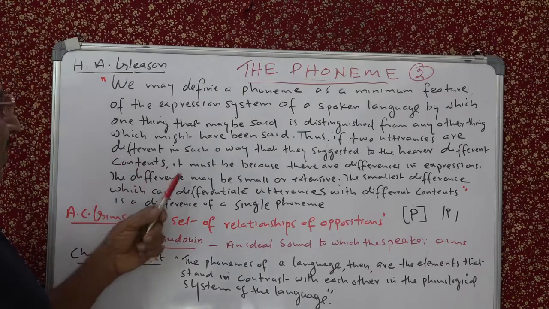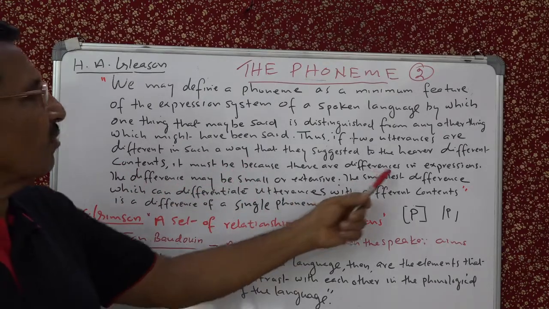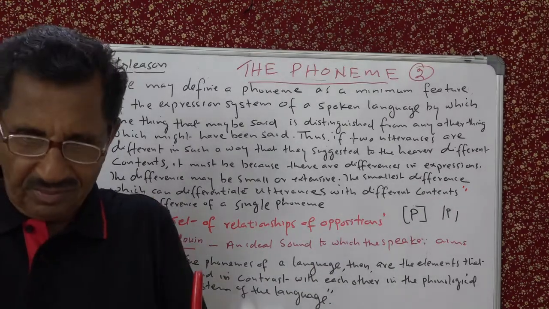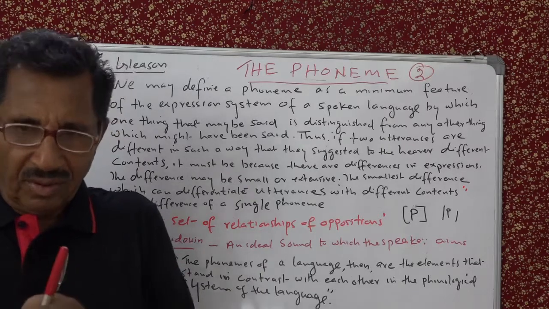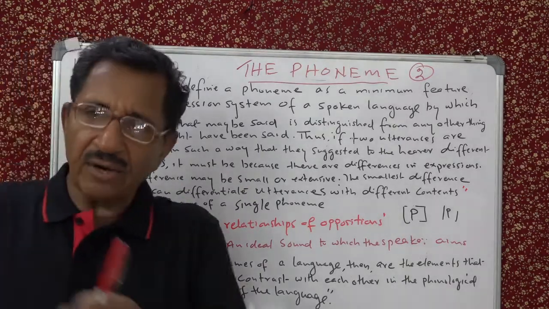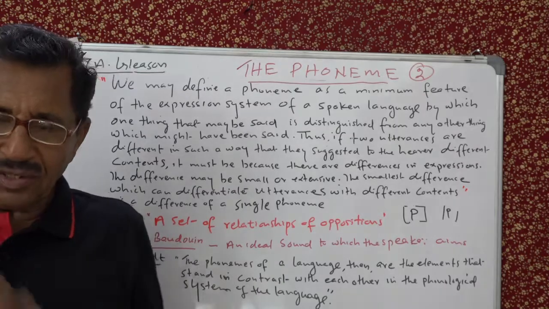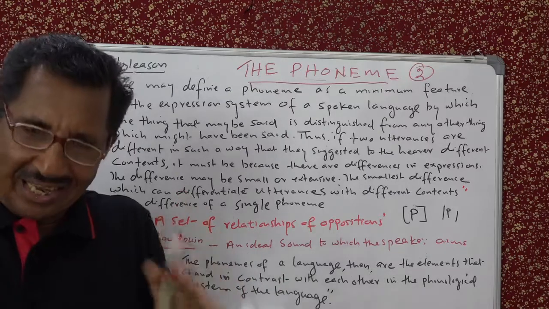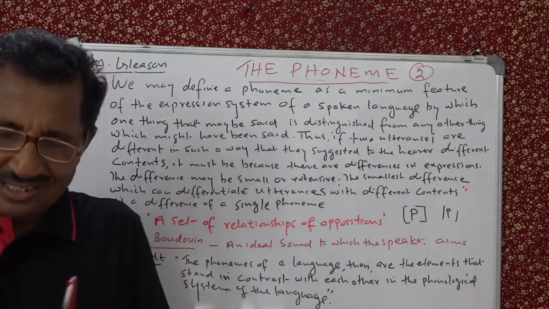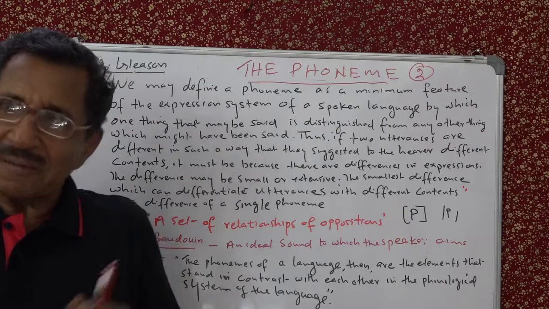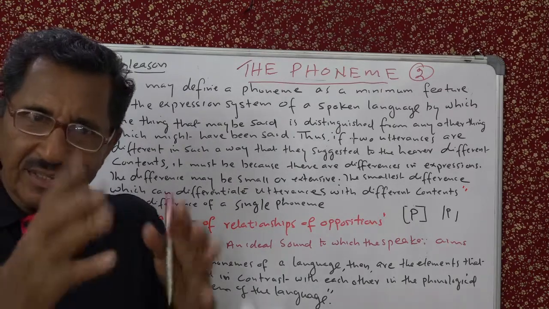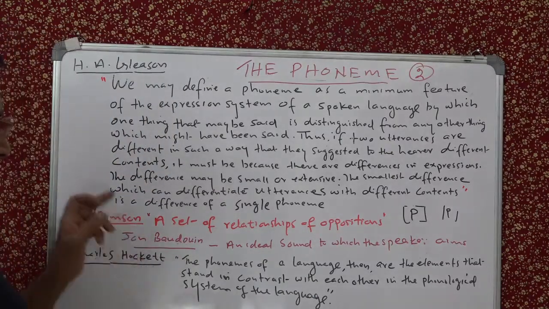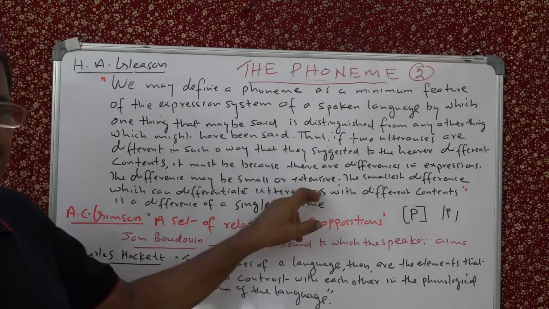So contents, it must be because there are differences in expressions. Expressions mean differences in phonemes. Cat is different from dog because cat has a set of phonemes and dog has another set of phonemes. Boy is different from girl for many reasons. But in this field of linguistics, we can say that boy has a set of phonemes, and girl has another set of phonemes. So that is different.